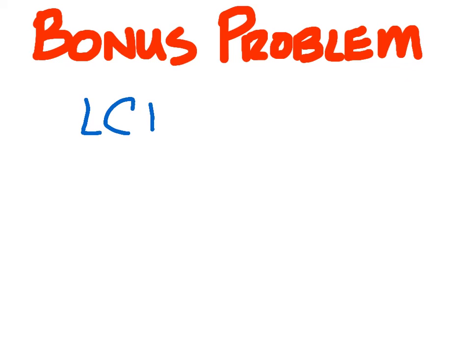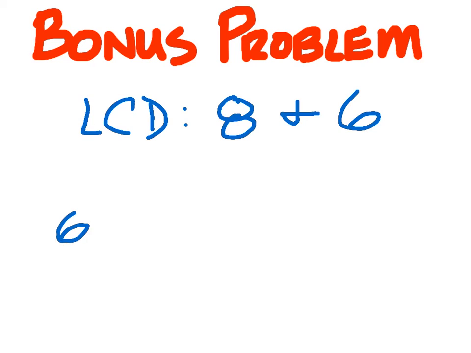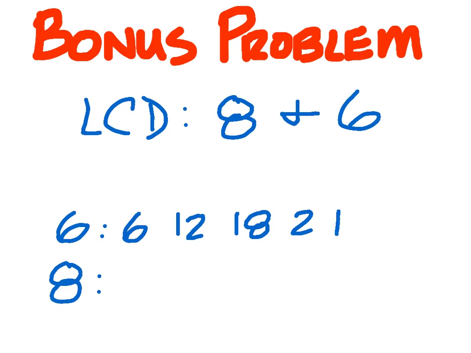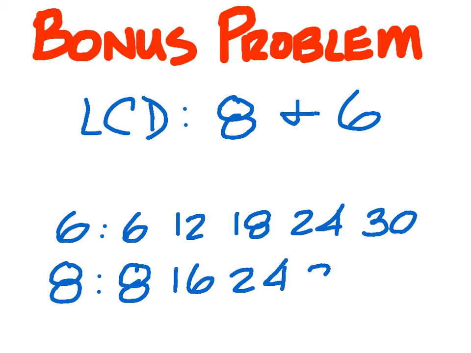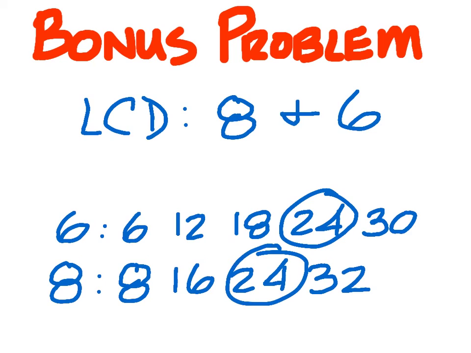Bonus problem. Find the least common denominator between 8 and 6. The least common multiple between 8 and 6. Here's 6 and here's 8. That would be 6, 12, 18, 24, 30, and so on. 8, 16, 24, 32, and so on. The lowest number that shows up in both is 24.